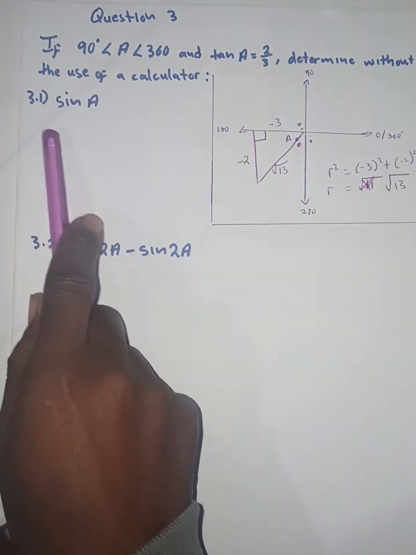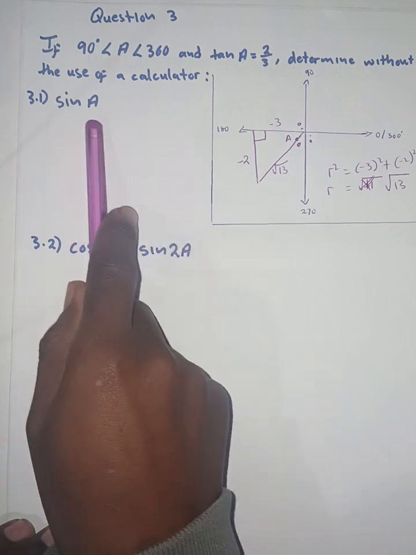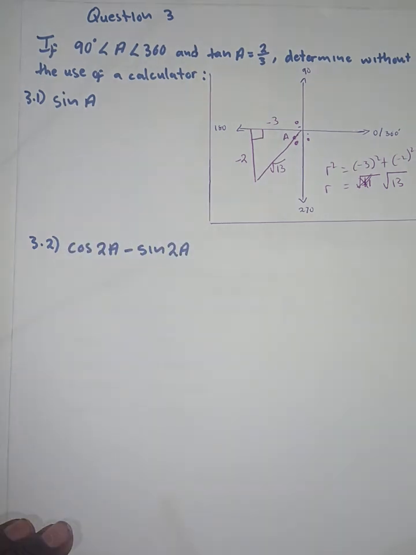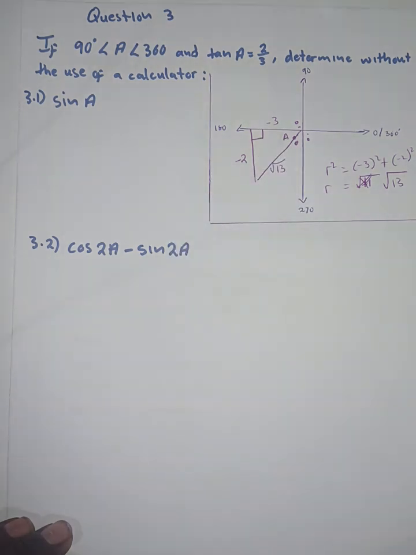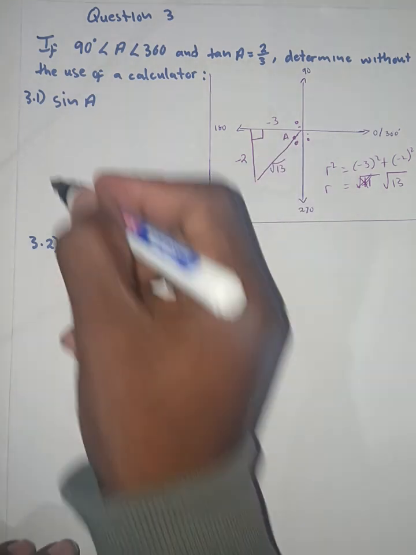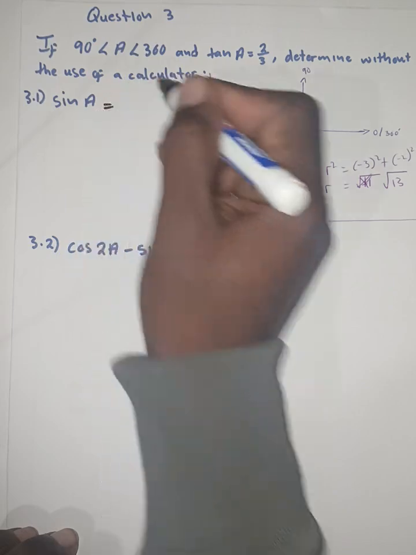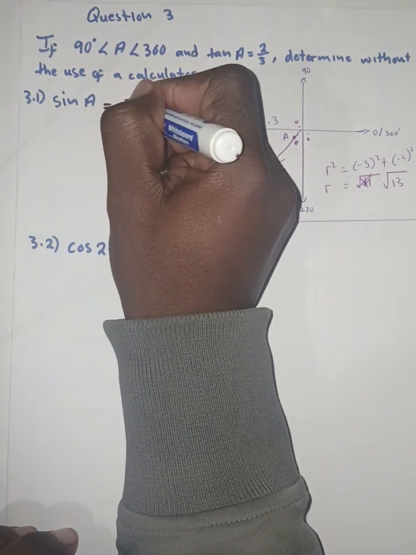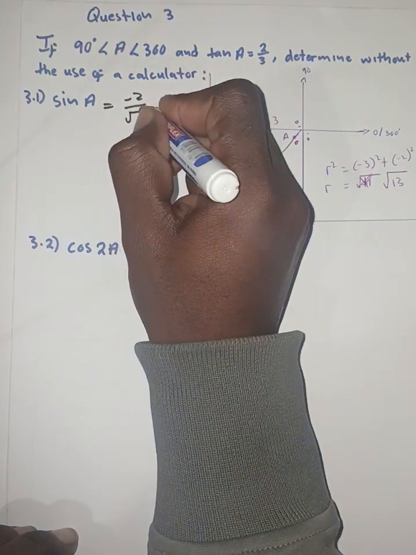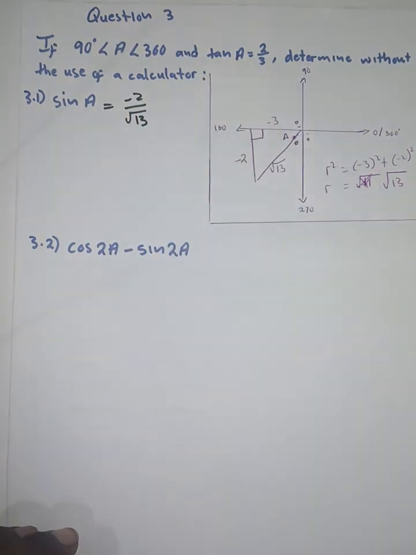Again, of course, they say we must determine the value of sine of A. So sine of A, in this case, we know that sine is the opposite over the hypotenuse, right? So this would be the opposite, which is -2 over root 13. So that would be the value for that.